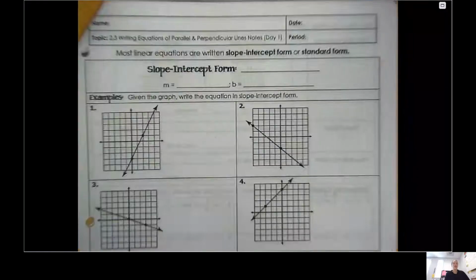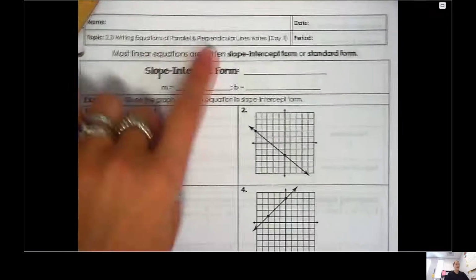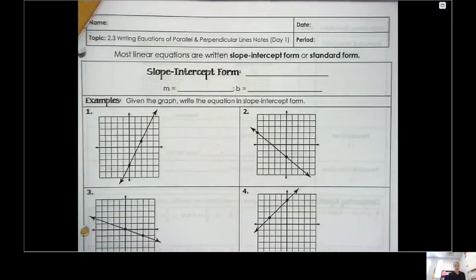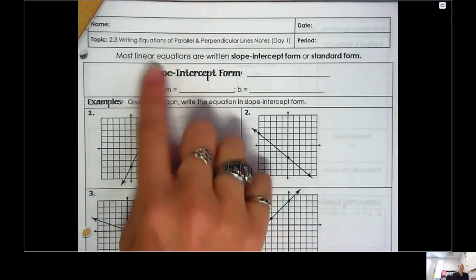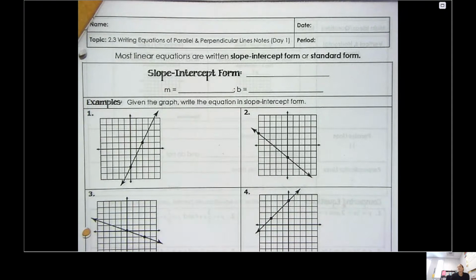So we're going to talk today about rewriting equations of both parallel and perpendicular lines. So let's get ourselves started. There are three different ways that you can write a linear equation. Linear just means a line. There are three different ways, but we're going to focus on just two of them. And these two are probably the two that you remember.